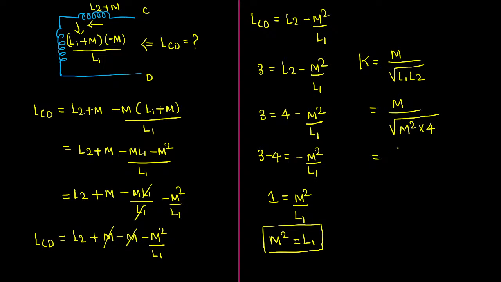Now see there, you can take both outside. 4 upon square root of m square will come out of the root as m. If you take 4 outside, it will be 2. So m will be cancelled and it will be 1 by 2, so it will be equal to 0.5. That is the question, no? The value of coefficient of coupling is dash. So finally, we found the value of coefficient of coupling is equal to 0.5.